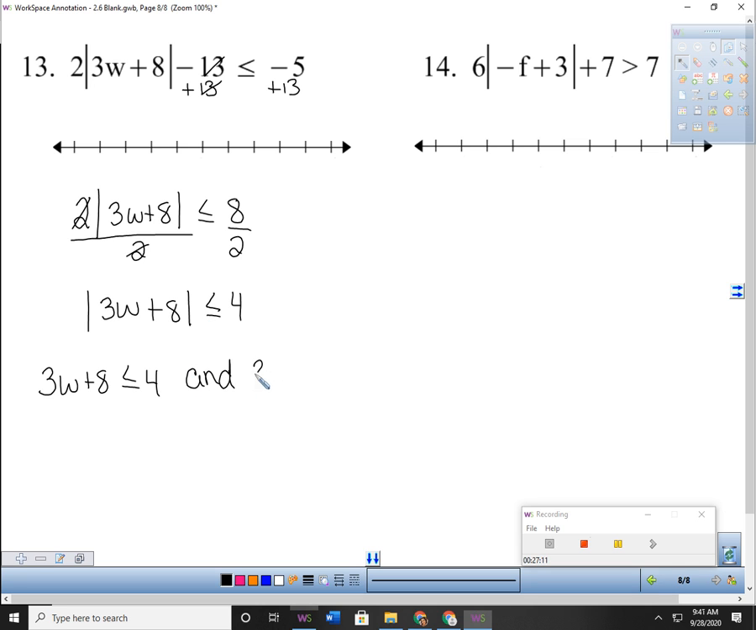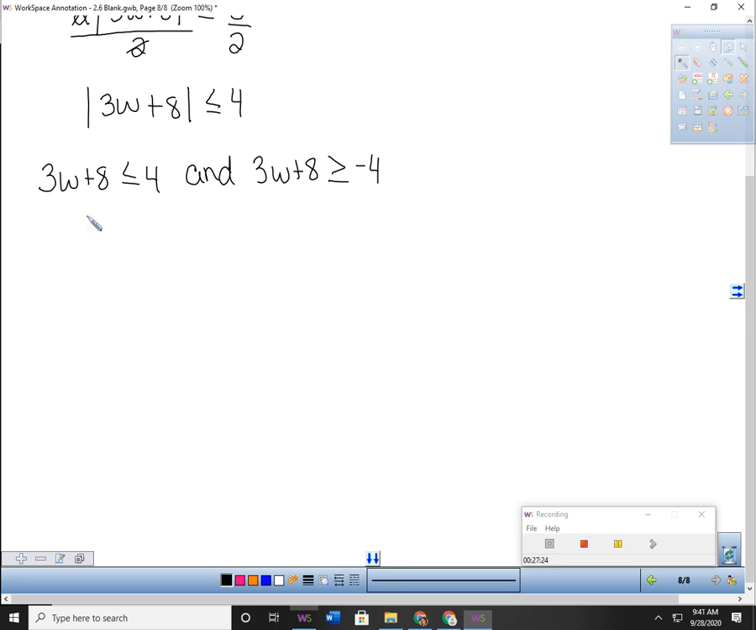And then same thing on the left. 3w plus 8. Flip the symbol. Greater than or equal to. Change the sign. Now all I have to do is solve for w. So I subtract 4. Or 8, sorry. Subtract 8.